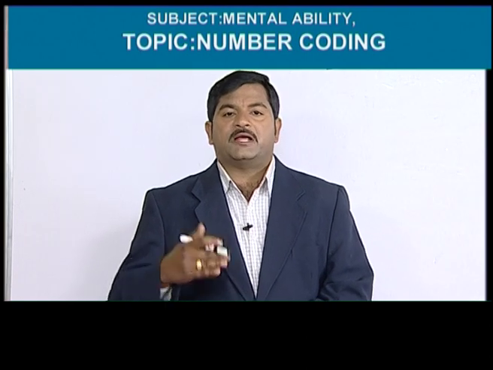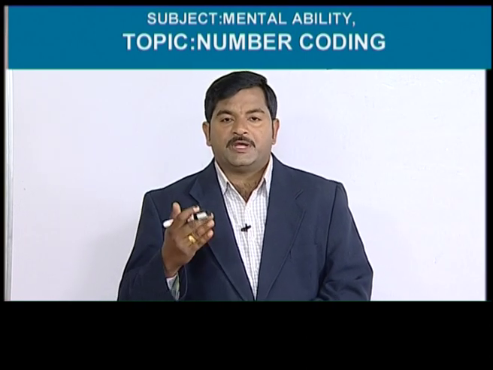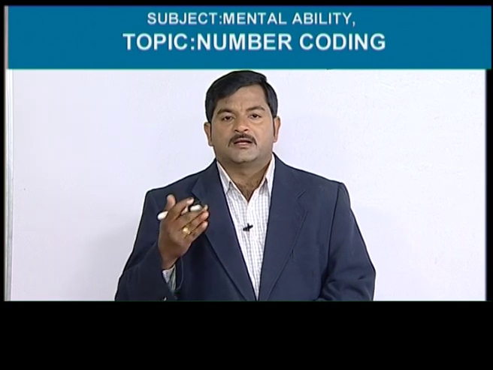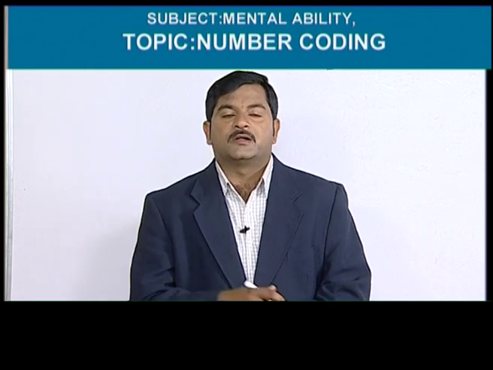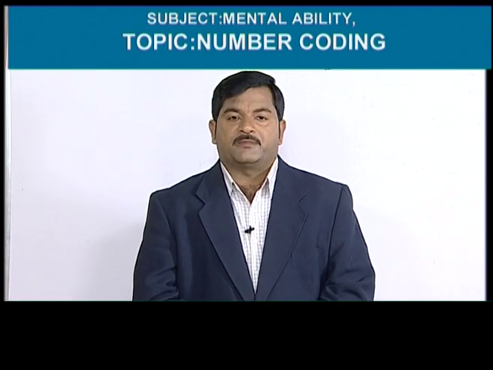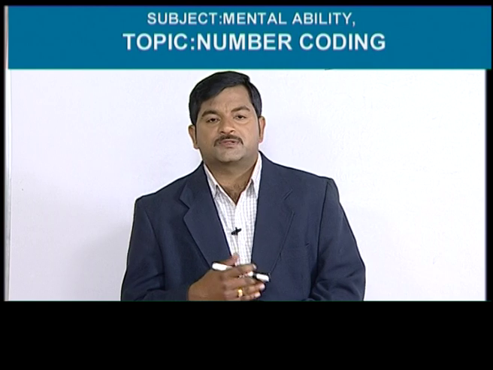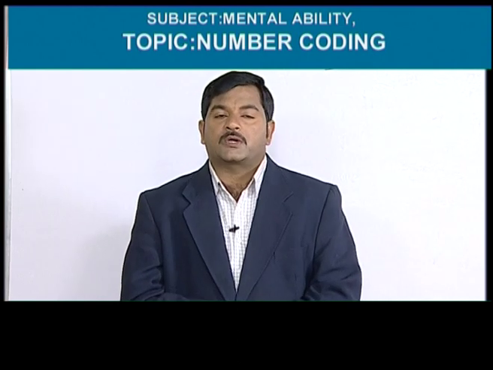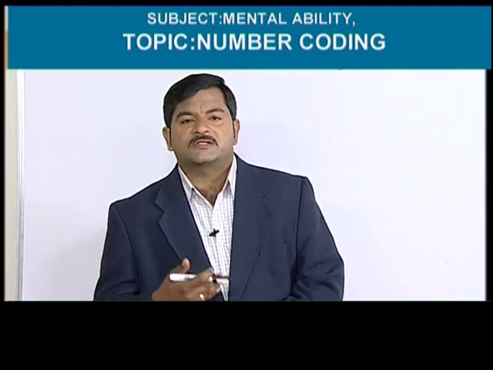Sometimes coding may be like this also: A means 2, B means 4, C means 6, D means 8 and so on. What does it mean? For every alphabetical letter an even number is assigned. This kind of coding is also called number coding. There are many models in it, and we will discuss them one by one.